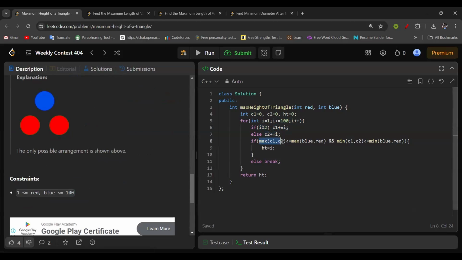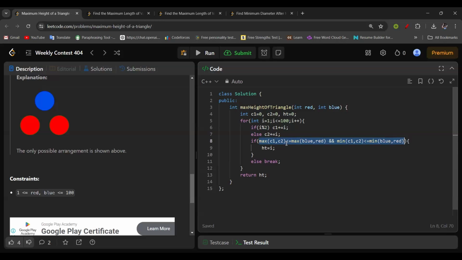Now you check if max of C1, C2 is less than or equal to max of red, blue, and min of C1, C2 is less than or equal to min of red, blue. Why am I doing max and min? Whichever is greater, you compare with the greater one, and whichever is smaller, you compare with the smaller one. If you have more red balls available, then if C1 is more, you assign C1 to red and C2 to blue. If C2 is more, you assign C2 to red, likewise. That's why you have this if condition.